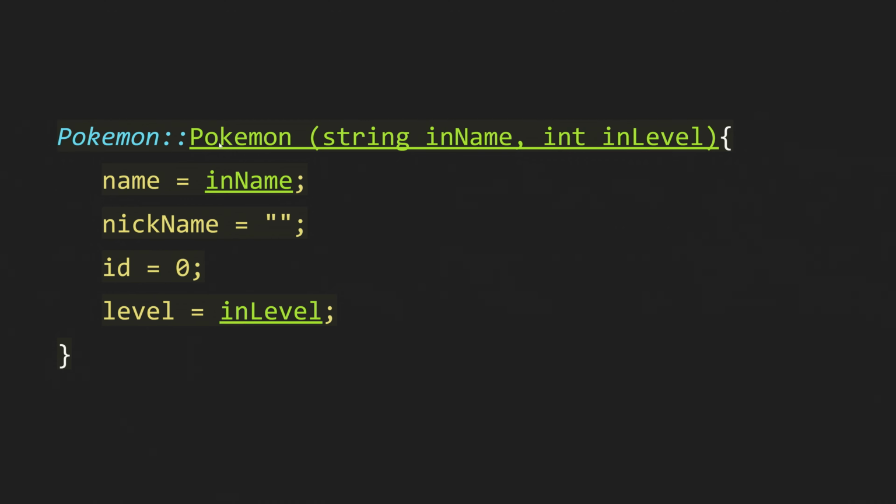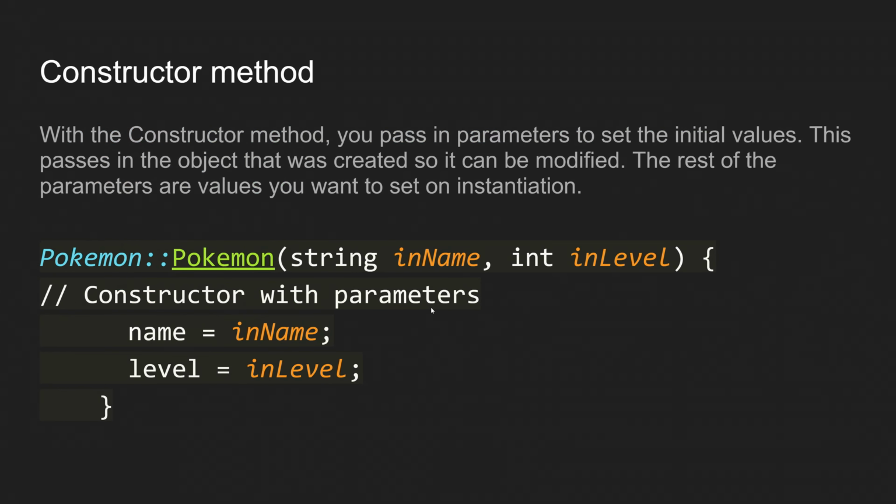Here we have Pokemon, and then string inName, comma, int inLevel. And we set the name to be, name equals inName. So we pass in what we want it to be. So the level to be, what do we pass in here? All right, so the constructor method, pass in the parameters to set your initial values. Let's go ahead and create this.